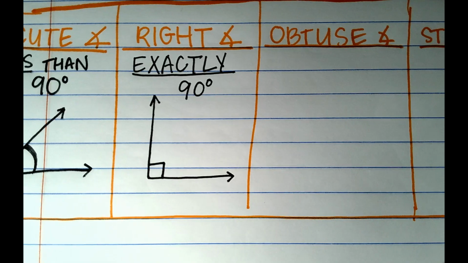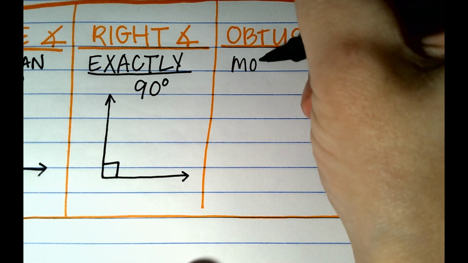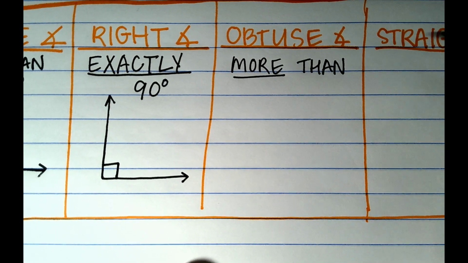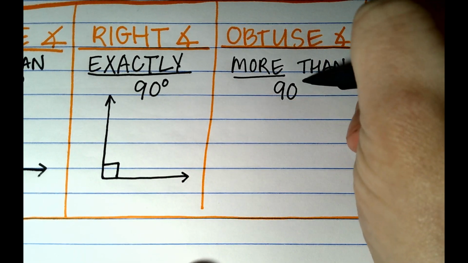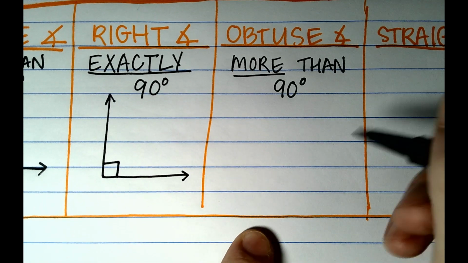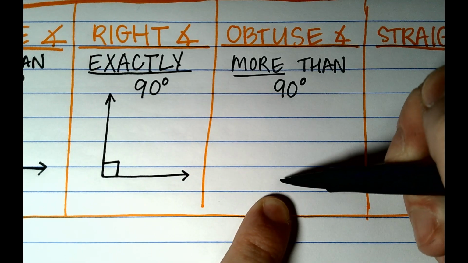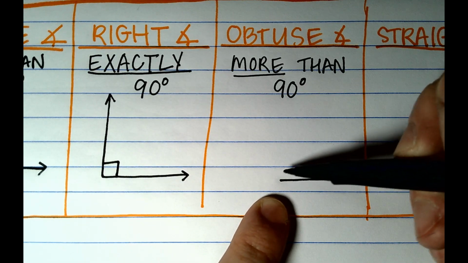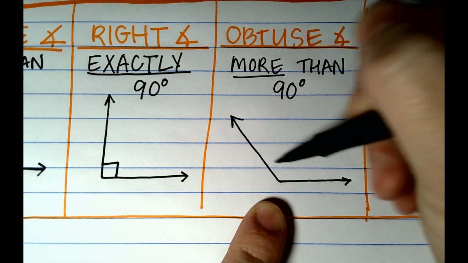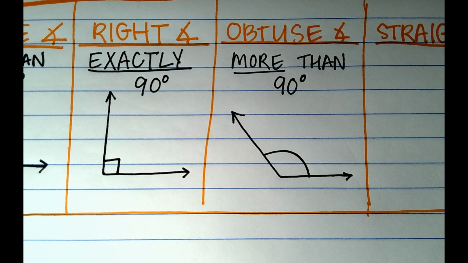Any ideas on obtuse, what that might be? More than 90 degrees. So whenever we draw an obtuse angle, make sure that whatever line or ray you're connecting here to the vertex, it can't be straight up and down. It can't be tilted this way. It needs to be a larger opening here. That is an obtuse angle, more than 90 degrees.